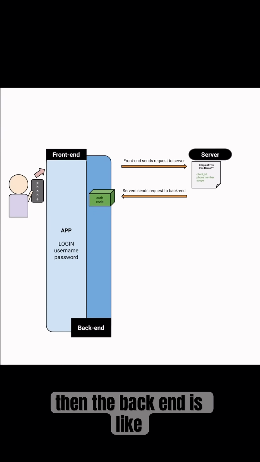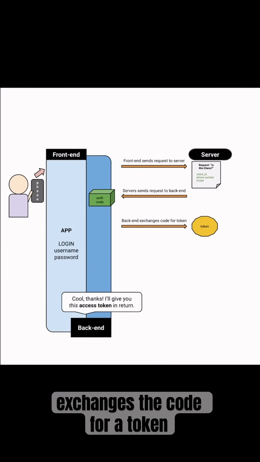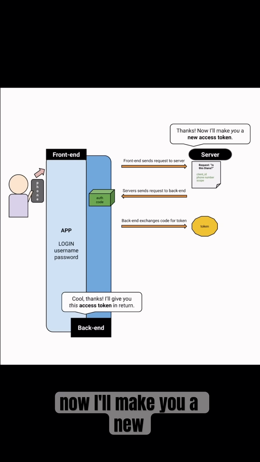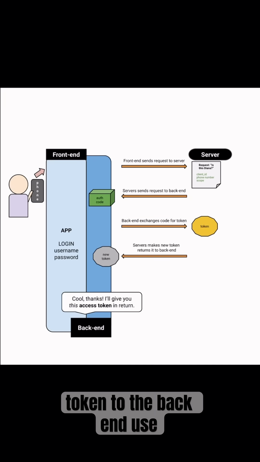And then the backend is like, "Cool, thanks. I'll give you this access token in return." Backend exchanges the code for a token. Then the server is like, "Thanks. Now I'll make you a new access token." Mix token. The server then returns this new token to the backend.